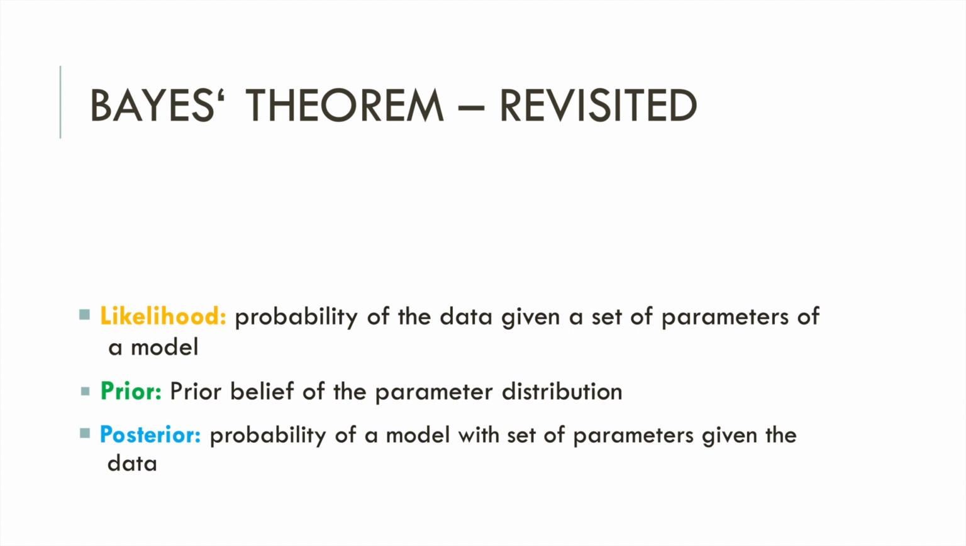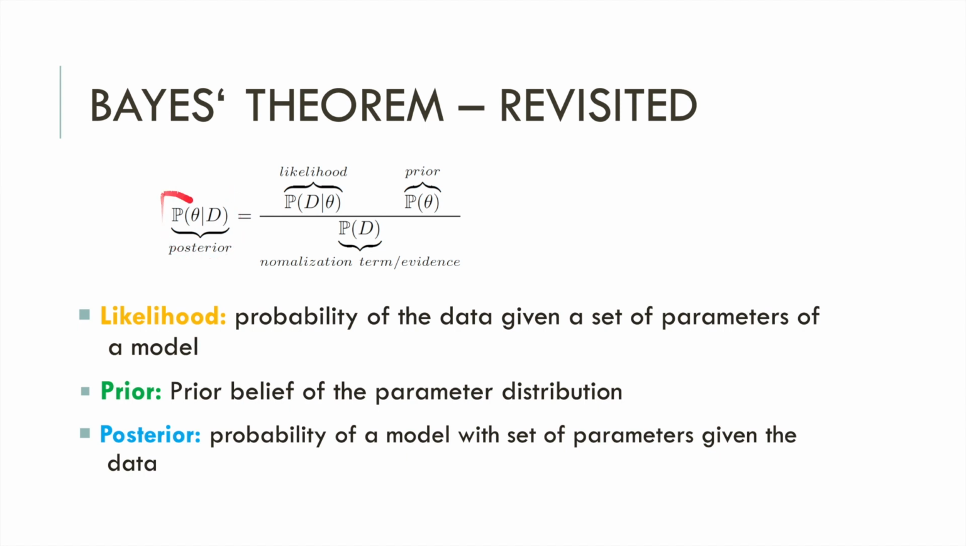Another concept worthy of revisiting to understand predictive distributions is the Bayes theorem. This theorem is made up of four components. The first is the likelihood function, which is the probability of the data given a set of parameters of a model. This is then multiplied with the prior, which is the prior belief of the parameter distribution, and it is then divided by the normalization term, aka the prior predictive probability of D. When we calculate this, we compute the posterior distribution, which entails the probability of a model with a set of parameters given that data. So the posterior distribution is a mix of likelihood function and priors.